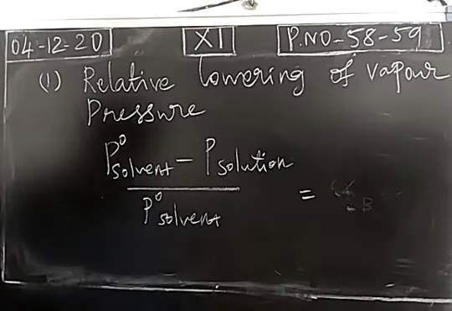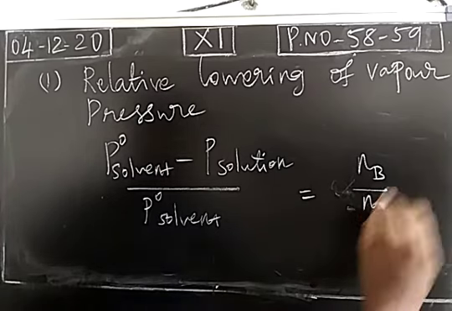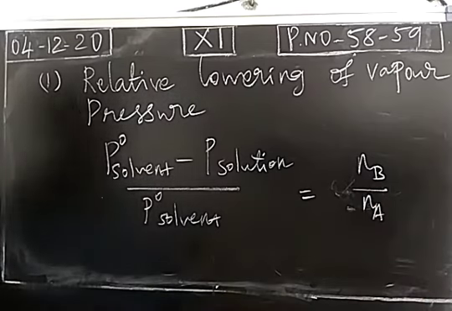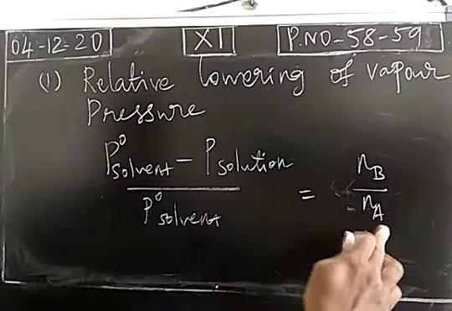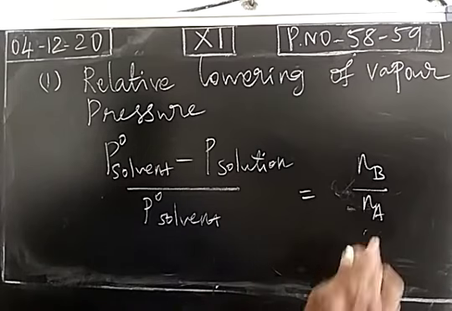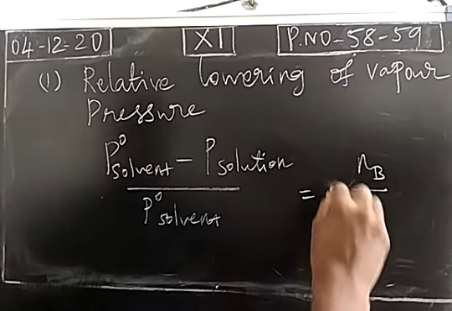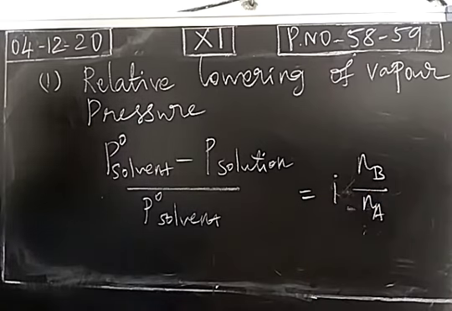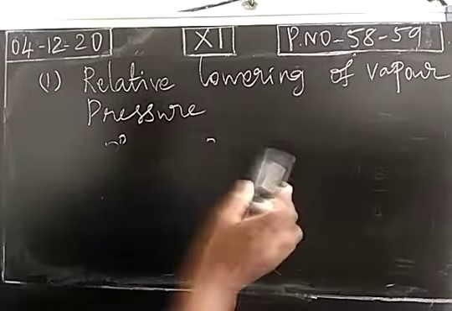What is the formula for mole fraction? Number of solute particles divided by total number of particles. Usually the solvent will be more in number, so Na plus Nb can be taken as Na. So mole fraction of solute is Nb by Na. If there is an association or a dissociation, we have to include van't Hoff factor. This is the expression for the first colligative property, relative lowering of vapor pressure.